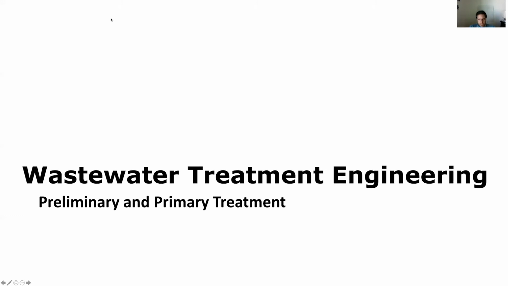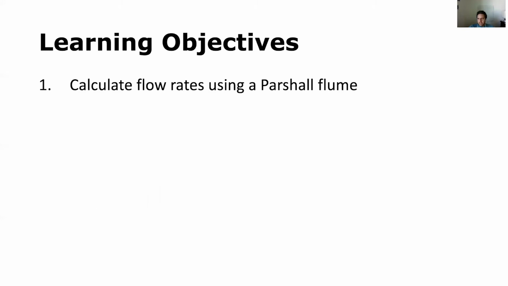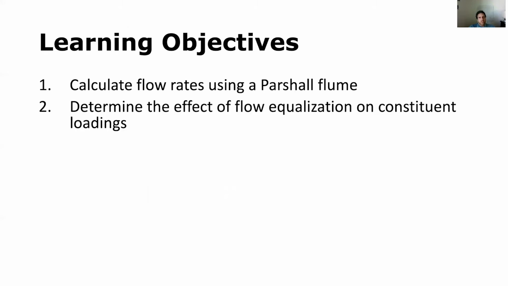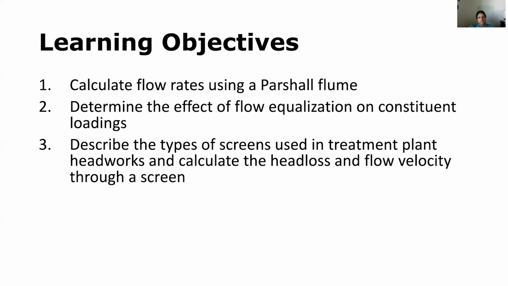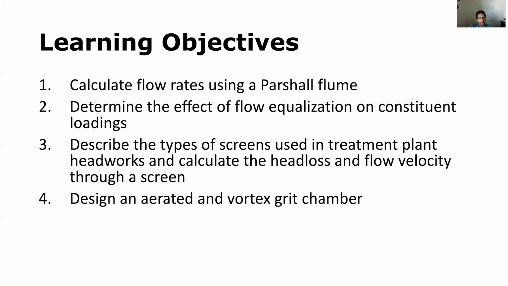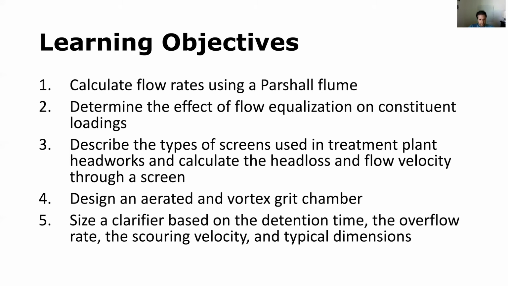All right, the next topic in this lecture is preliminary and primary treatment. So our learning objectives for this part of the lecture are to calculate flow rates using a partial flume, to determine the effect of flow equalization on constituent loadings, to describe the types of screens that are used in treatment plant headworks, and to calculate the head loss and flow velocity through a screen, to design an aerated and vortex grit chamber, and to size a clarifier based on the detention time, the overflow rate, the scouring velocity, and typical dimensions.